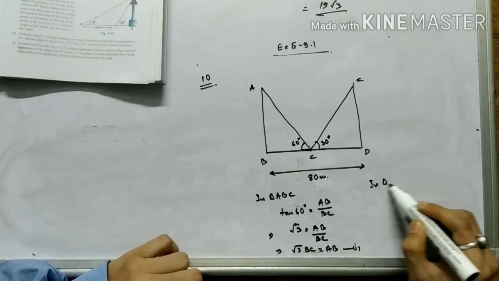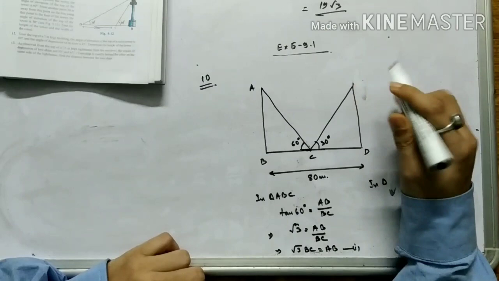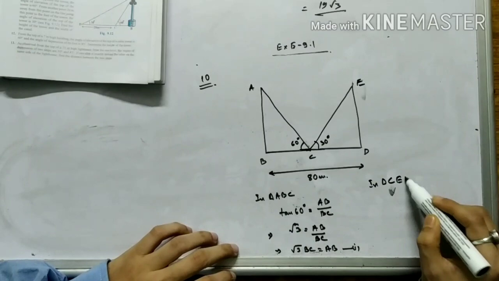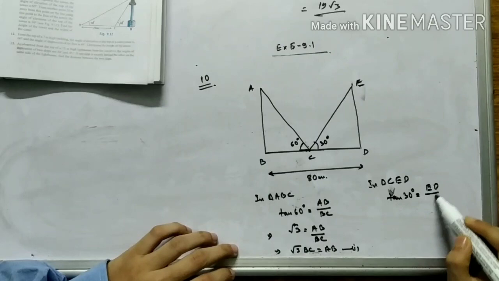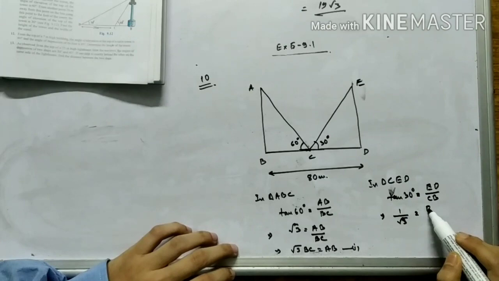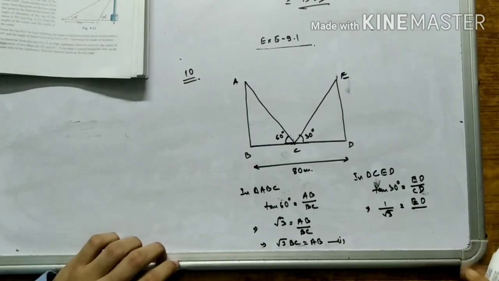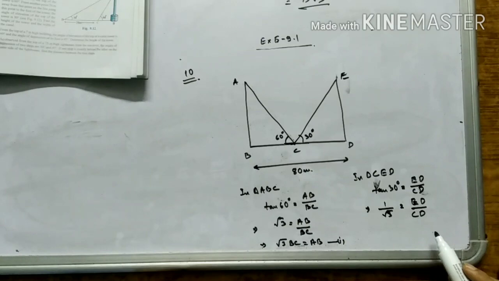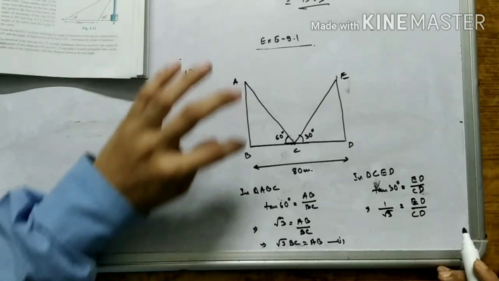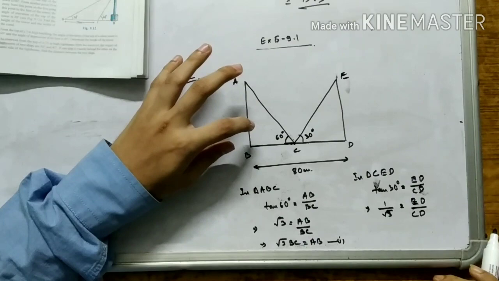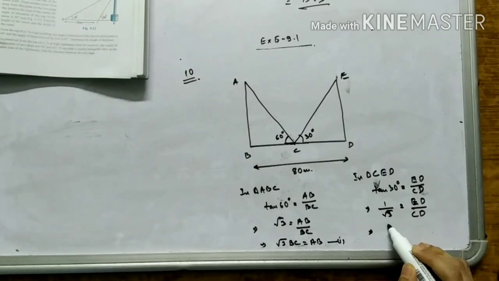Again, I will take this one in triangle. This is C I have taken, so let's take this one as E. In triangle CED, again tan 30 equals ED by CD. I will get 1 by root 3 equals ED by CD. Therefore, I will get CD by root 3 equals ED. This is equation 2.